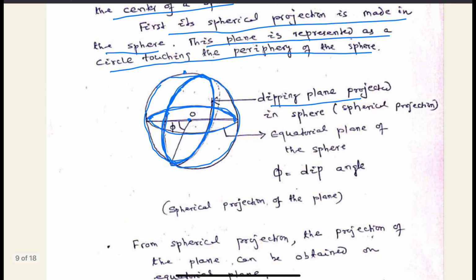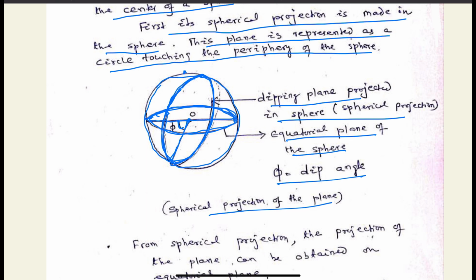So how? This is the dipping plane that has been projected. This is the dipping plane in the sphere, and this is the equatorial plane of the sphere. Let us say the dip of the plane is theta. So this is the horizontal plane, this equatorial plane, and this is the lowermost point of the dipping plane touching the sphere. So this angle will be the dip, that is phi.